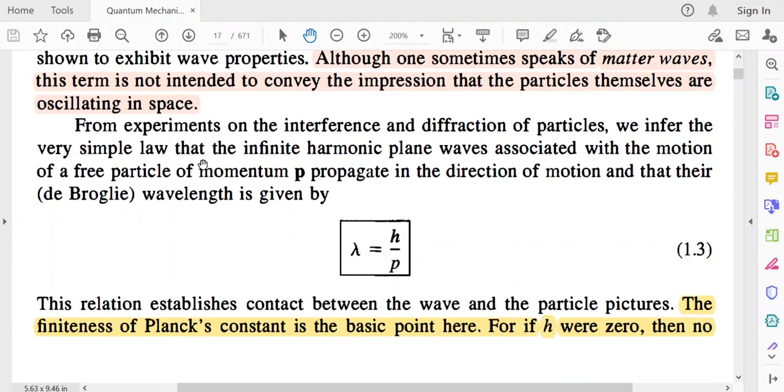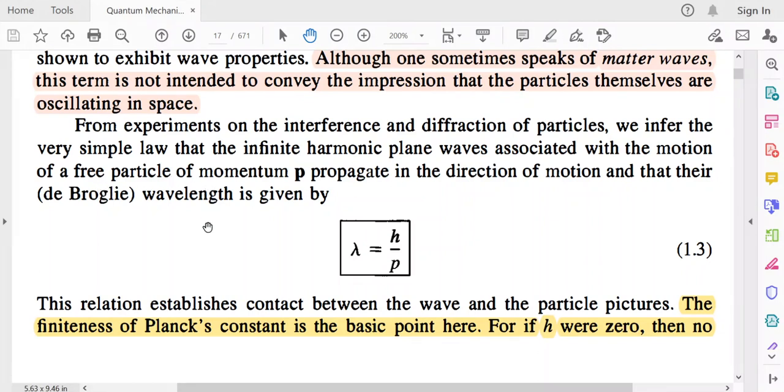From experiments on the interference and diffraction of particles, we infer the very simple law that the infinite harmonic plane waves associated with the motion of a free particle of momentum p propagate in the direction of motion, and that their wavelength is given by lambda equals h by p. We again see the sentence: infinite harmonic plane waves associated with the motion of a free particle.